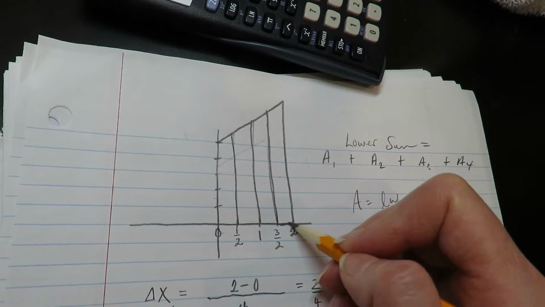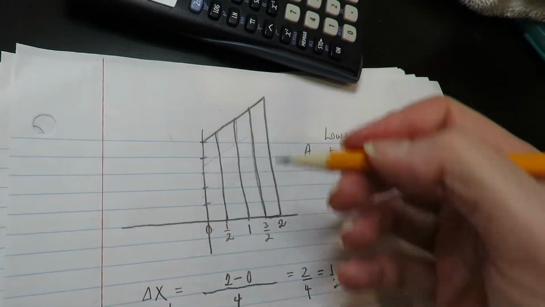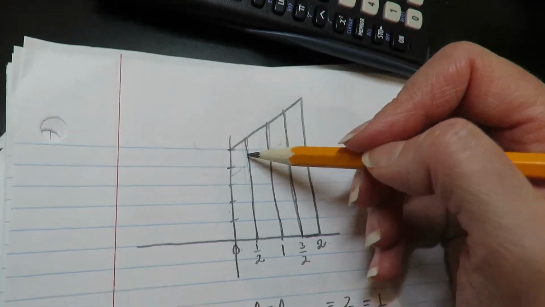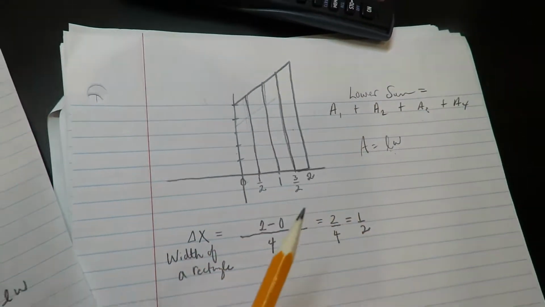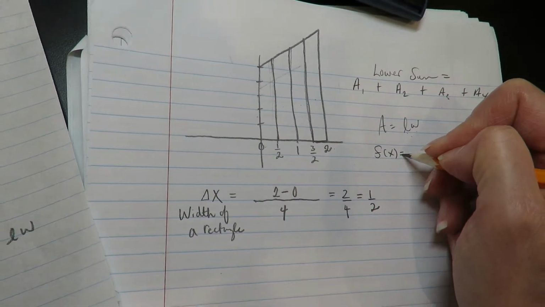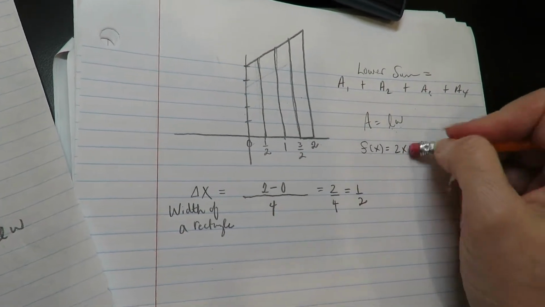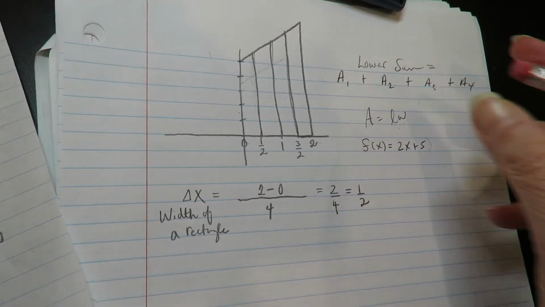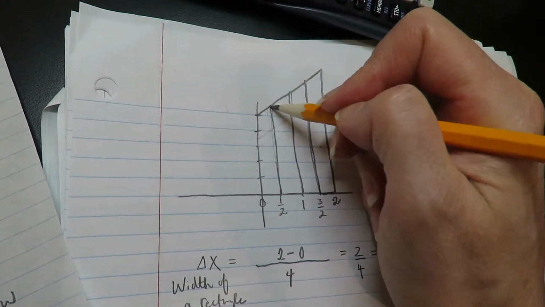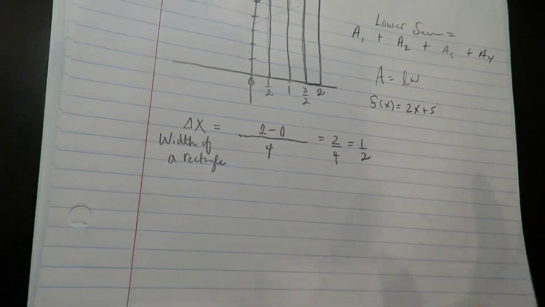Each of these are a half wide. So we have to calculate the length. The length is going to depend on the height, or on the y value. The y value. Okay, let me move the function over here. F of x equals 2x plus 5. So the length is going to depend on the height of the function, or the y value. Alright, so let's go ahead and start doing this.